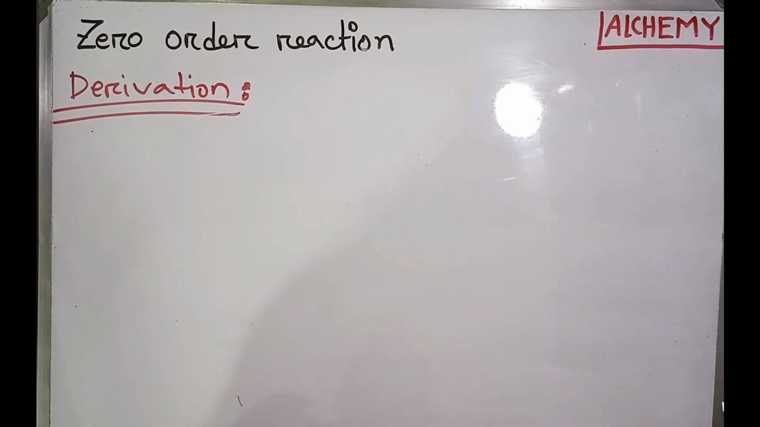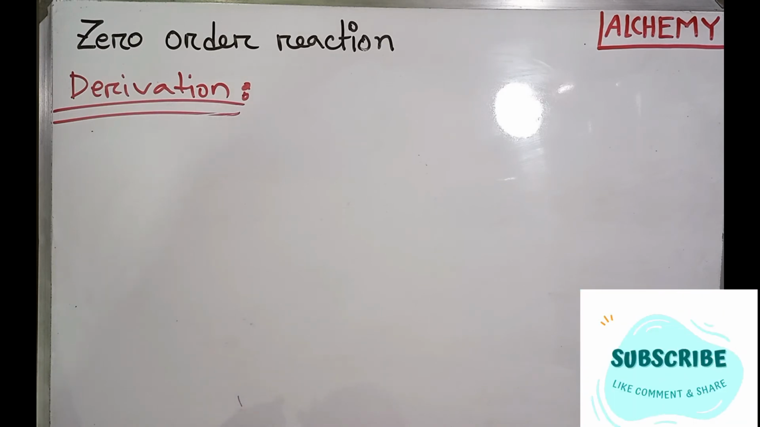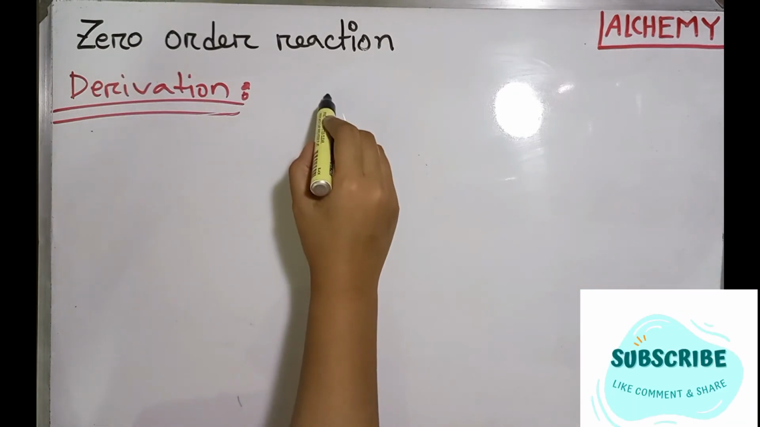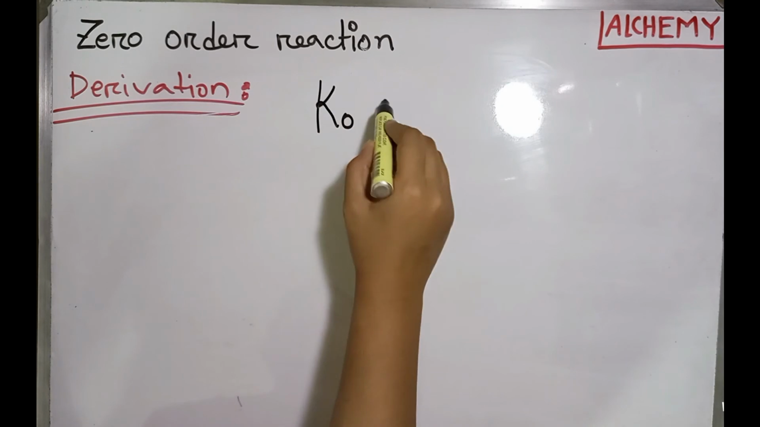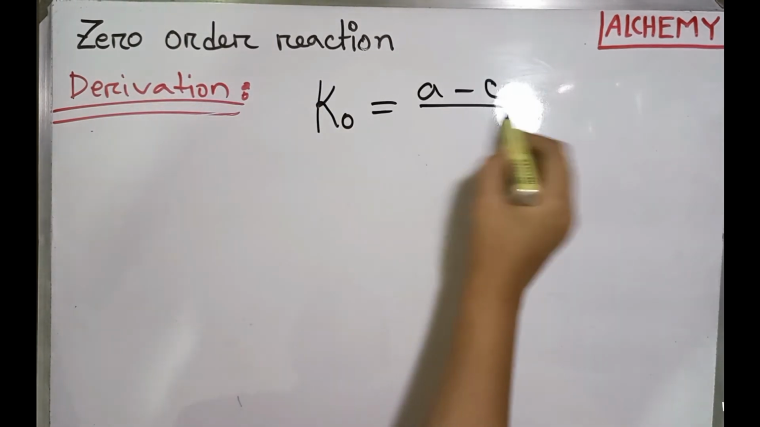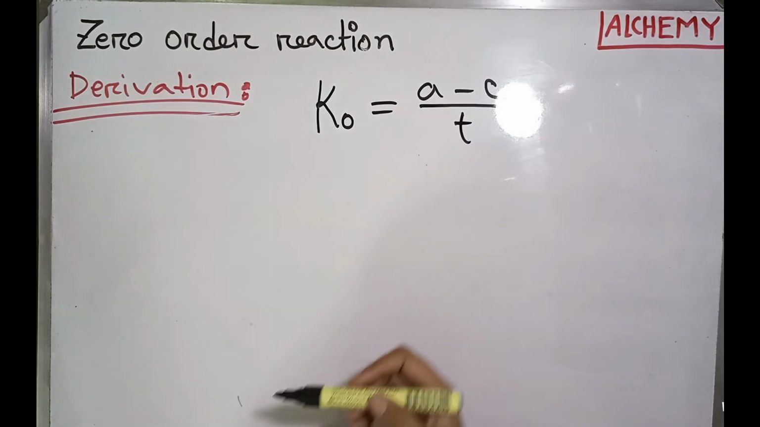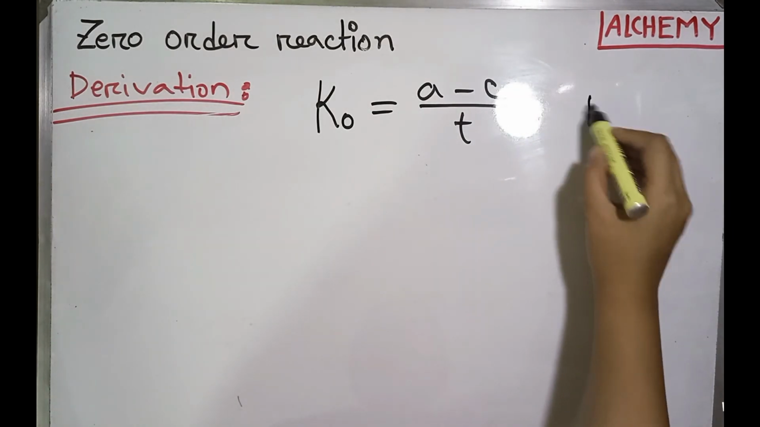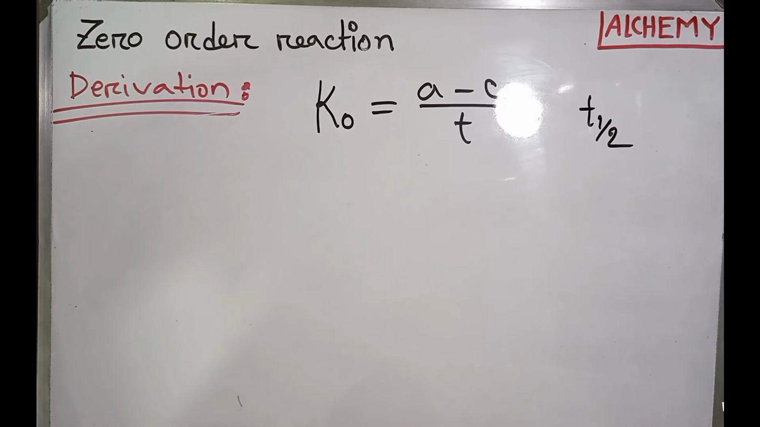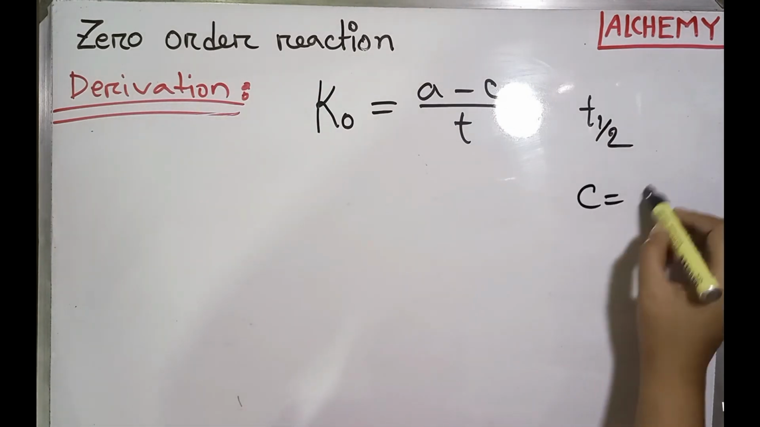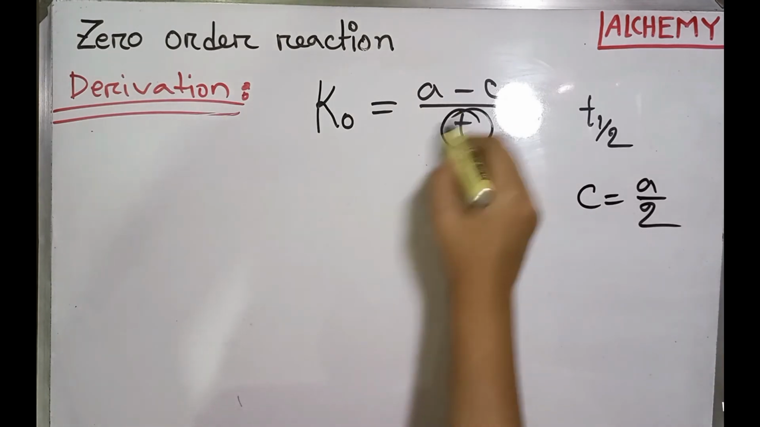But here we will learn about t half, or half-life. Half-life is the time required for the concentration of the reactant to reduce to half of its initial concentration. That means if the rate constant is k naught, it will be A minus C divided by t. A is the initial concentration, and C will be the final concentration. So we will take the time as half, that means it will be t half. The required time for the concentration of the reactant to reduce to half means C will be A by 2. Got it? So here t will be t half.